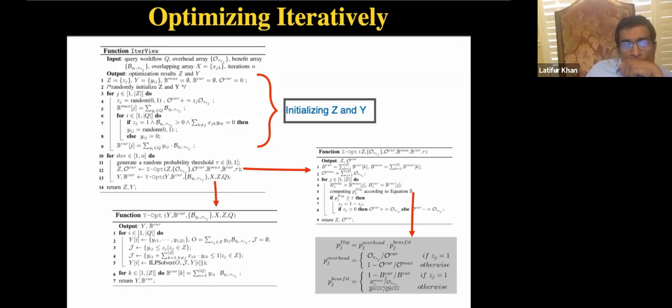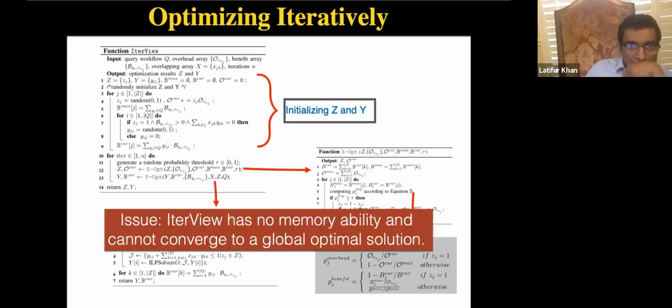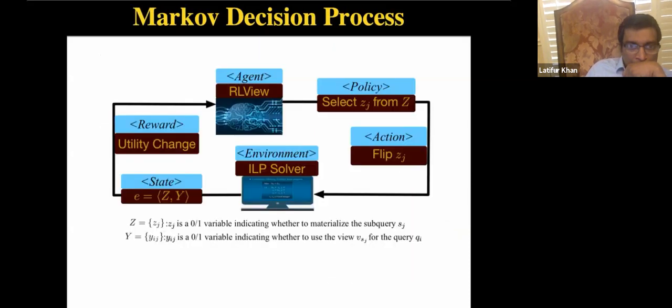However, there is still an issue: this function has no memory ability and cannot converge to a global optimal solution. To address this issue, we regard the iterative optimization process as a Markov decision process. As shown in the figure, the state is defined as the tuple of z and y. The policy is defined as selecting a subquery, and the action is to flip the value of the corresponding variable Zj. The immediate reward is defined as the gap of utility before and after taking the action. Therefore, we can apply some reinforcement learning method to solve the problem.